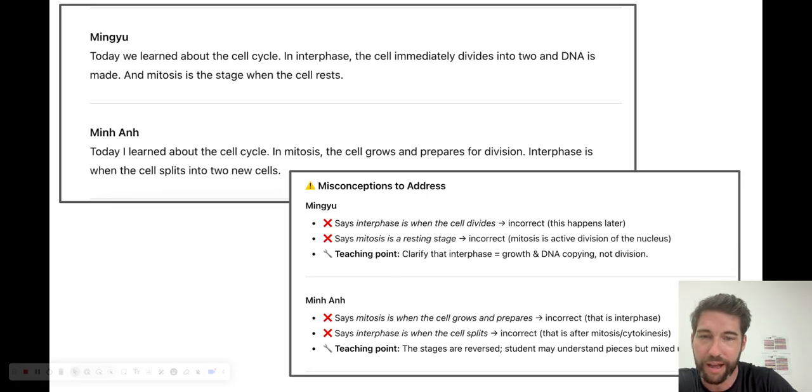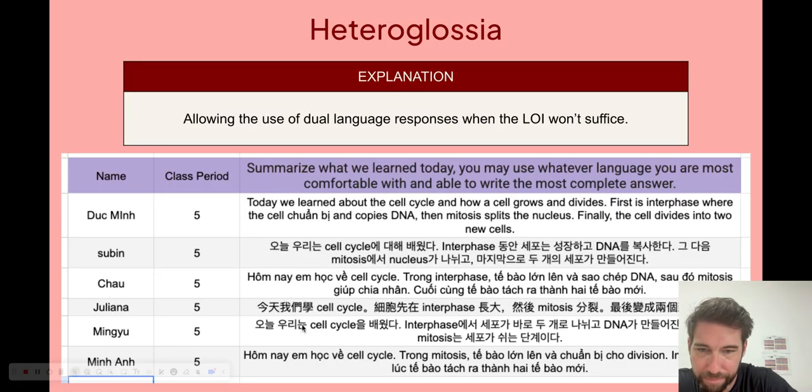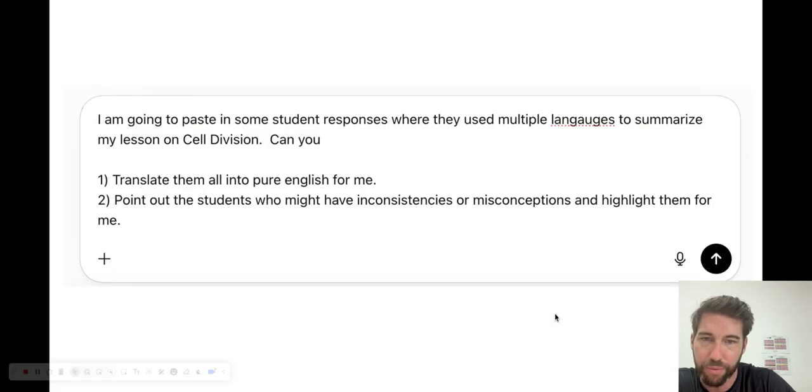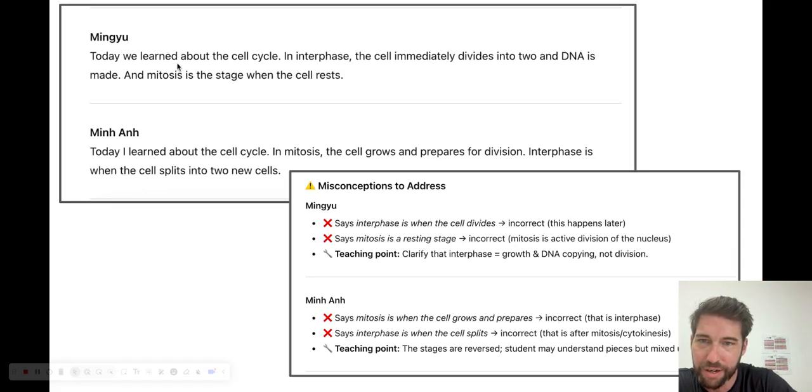So here, if you look back on this slide, Mingyu wrote a little bit of Korean using some of the vocabulary of the day, cell cycle, interphase. But once I have it translated, I see here his full English translation, which I can read, and ChatGPT has noted for me, he says that interphase is when the cell divides, and that is incorrect. I can scan through this and now I know what to review and what to reteach.